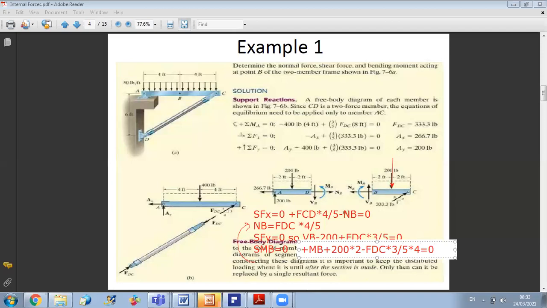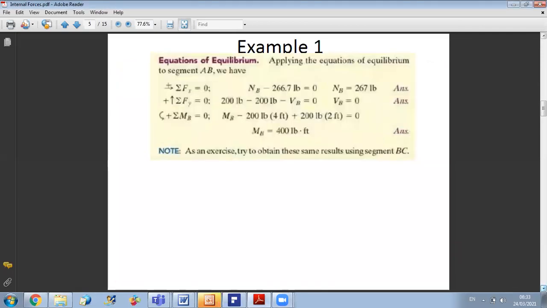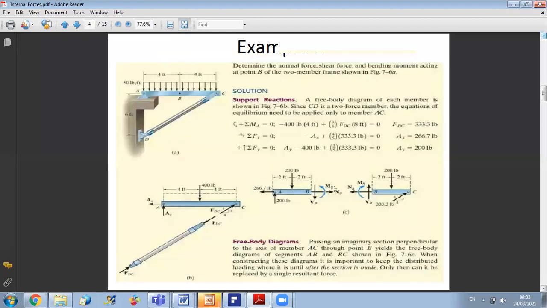Okay? Any question on this? So you can see here what they did. They selected, as we did, the left part. They selected AB. So you can check that you will obtain the same result. And they did the analysis on part AB. If you do the analysis on part BC, you can check that you should obtain the same numerical values. Okay.